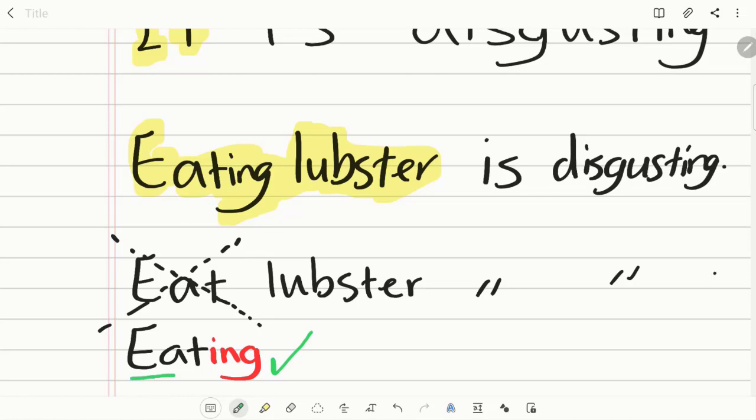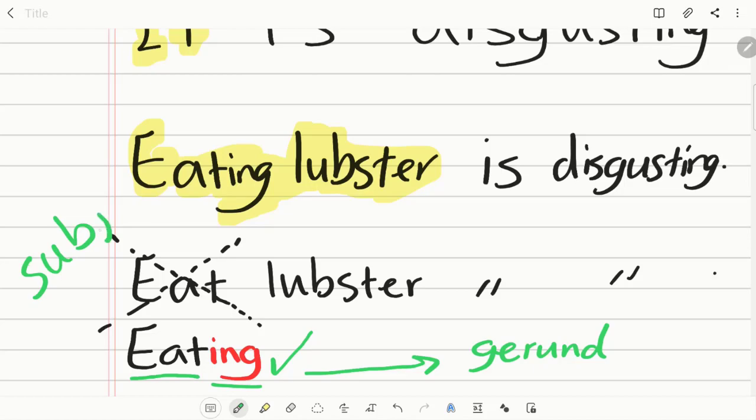Verb plus ing is called gerund. So here we used a gerund in the position of a subject. Let's get to work and see the other ways of using a gerund.